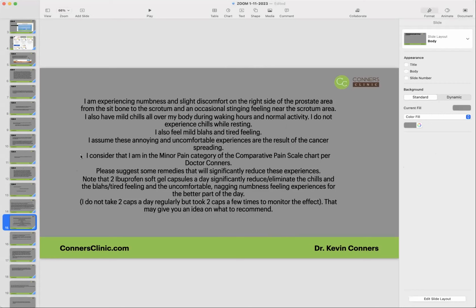I'm experiencing numbness and slight discomfort on the right side of the prostate area from the sit bone to the scrotum and an occasional stinging feeling near the scrotal area. I also have mild chills all over my body during waking hours. In normal activity, I do not experience chills while resting. I also feel mild blahs and tired feeling. I assume these annoying and uncomfortable experiences are the result of the cancer spreading.